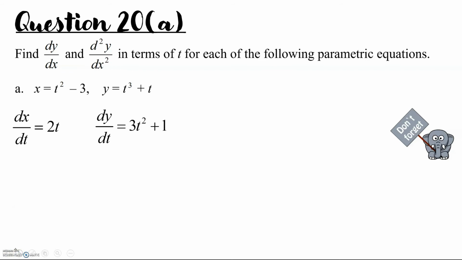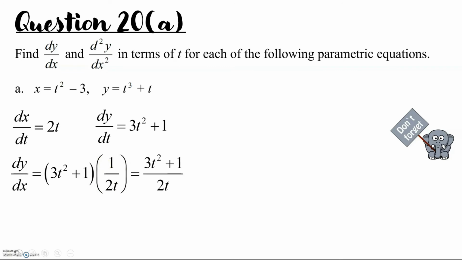Then, by using the chain rule, to find out our dy over dx, we need to multiply dy over dt with dt over dx. So it will become (3t squared plus 1) times 1 over 2t, because this one is dt over dx, not dx over dt. And then we simplify it. We got (3t squared plus 1) over 2t.